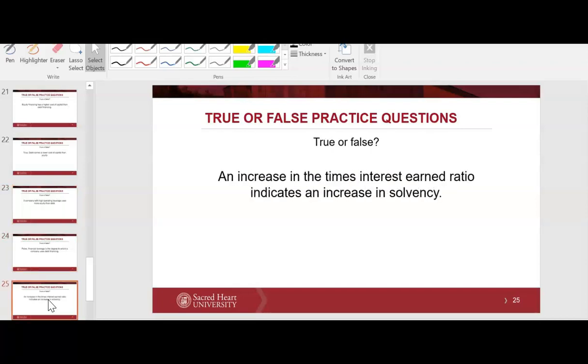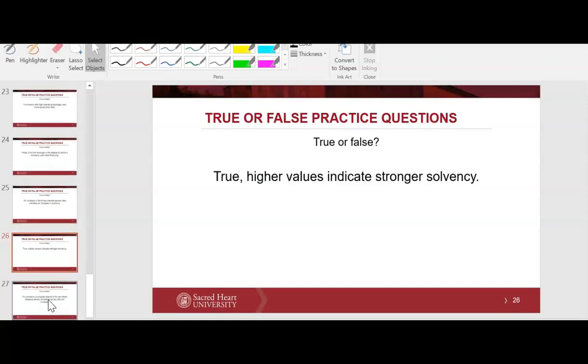An increase in the times interest earned ratio indicates an increase in solvency. True or false? The answer to that, of course, is true. Higher values indicate stronger solvency. The more operating income is available to cover interest expense, the better off the company is.